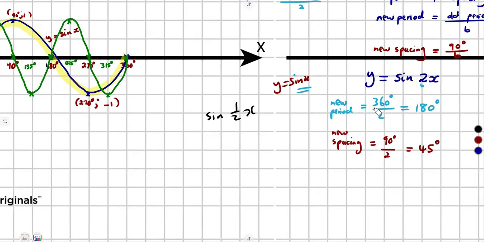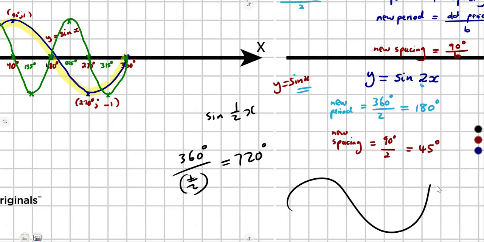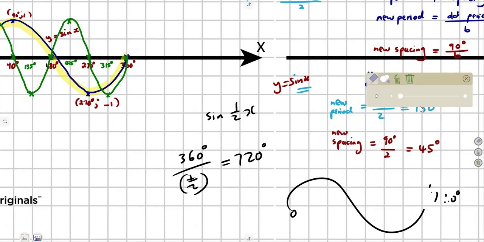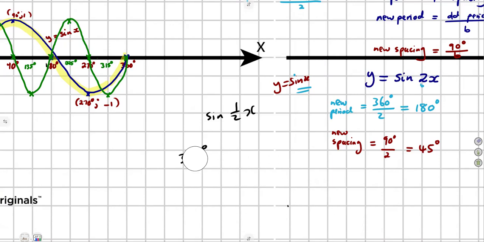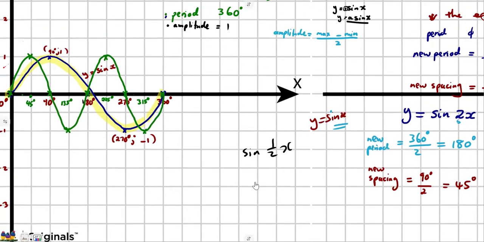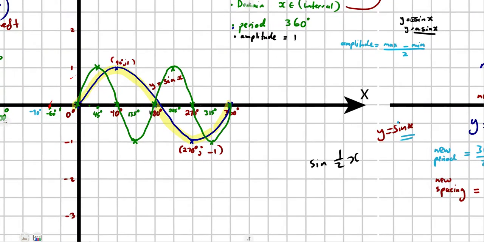Its new period, 360 divided by what? 360 divided by half, which will be happening at 720 degrees. It will complete its cycle at what? 720 degrees. That's where you're going to have a complete cycle from 0 to 720 degrees. Do revise as many questions as you can. The spacing is affected. The period is affected because of that effect of what? Of B.